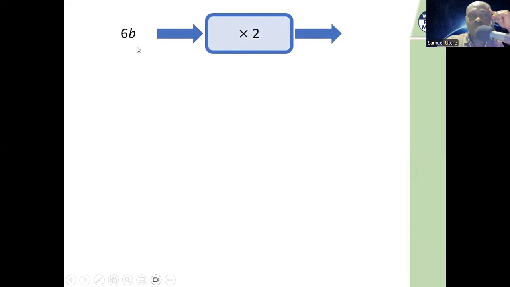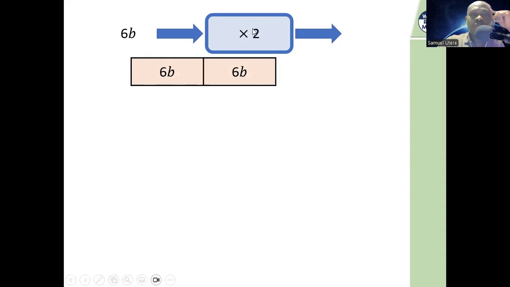So if we put in a term, so this is a term, 6b is a term. When we put in a term, we can actually represent this as a bar. We say, okay, we have 6b, which is just one bar. But if we're multiplying by 2, it means we're doubling the bar. Now, remember, we add the bars. So we can write this as 6b plus 6b, which is 12b.